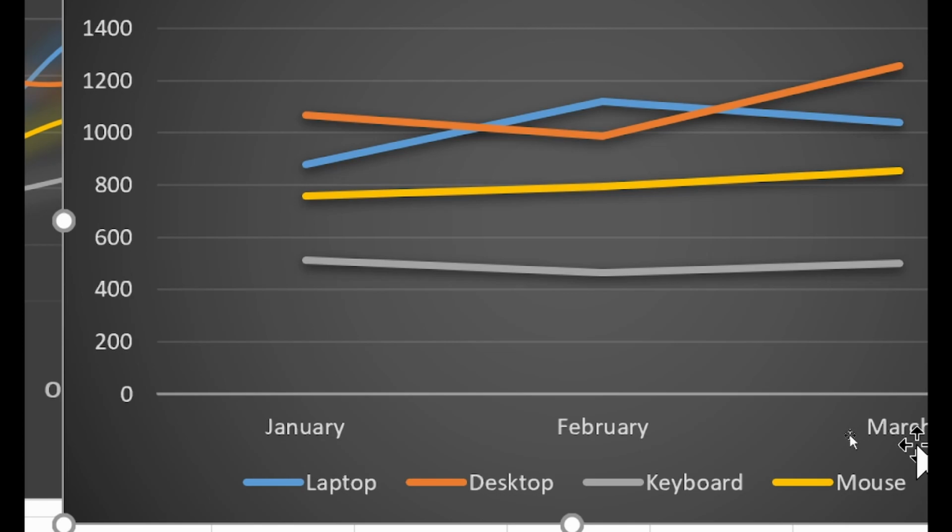Although the desktop fell in February, if you compare the desktop with the mouse and the keyboard, you see that the desktop is higher. Exactly. But if we talk about the laptop, you can see that in February, that is where the sales normally go up, and it has beaten all of them.